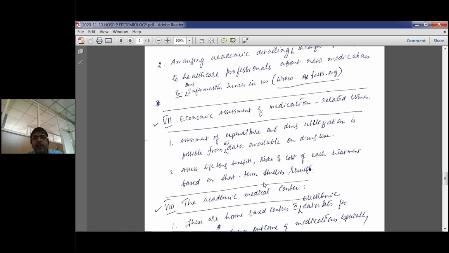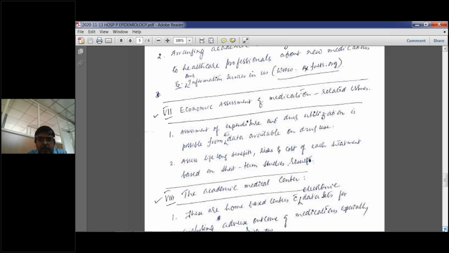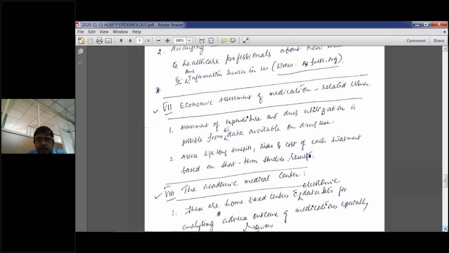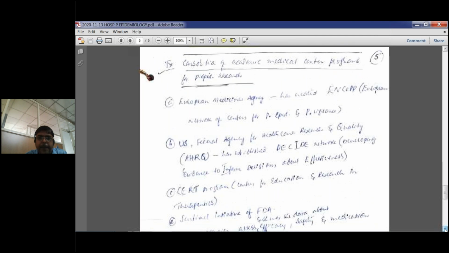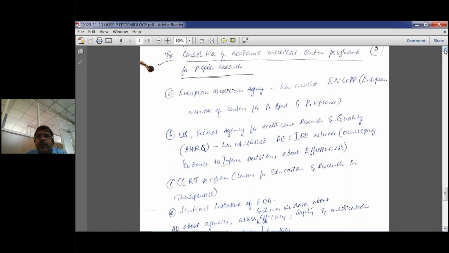Short-term studies, right? So this is about the economic assessment of the treatment which is given due to medications. I hope this is clear from the policy concept we have understood. Yes, somebody respond please. Yes, sir.